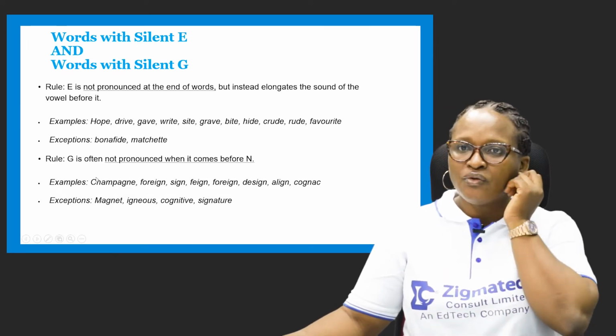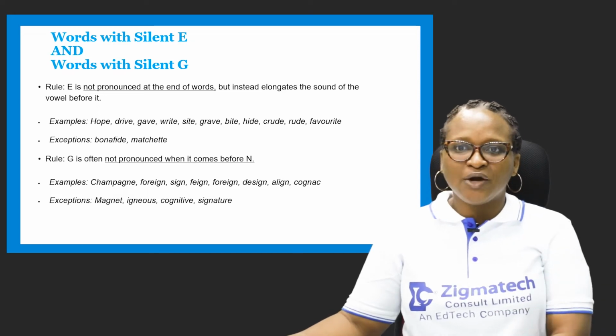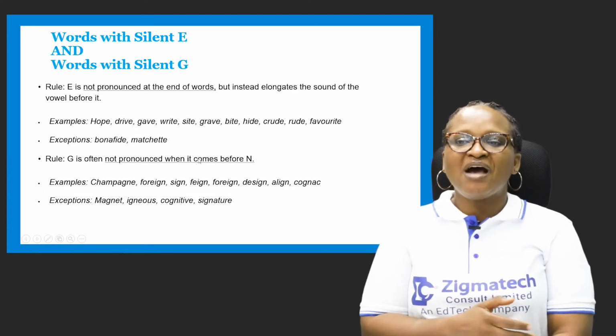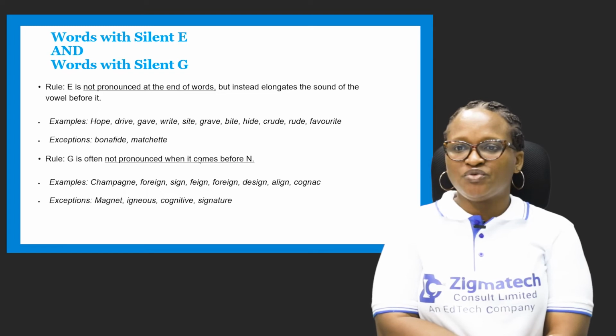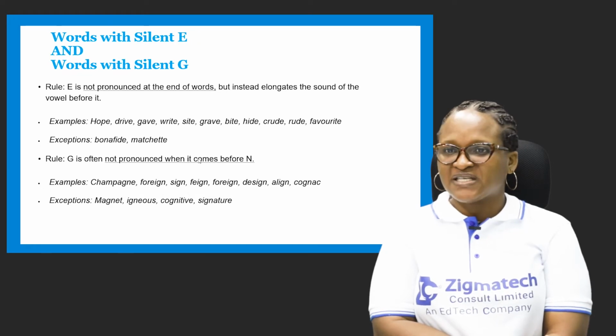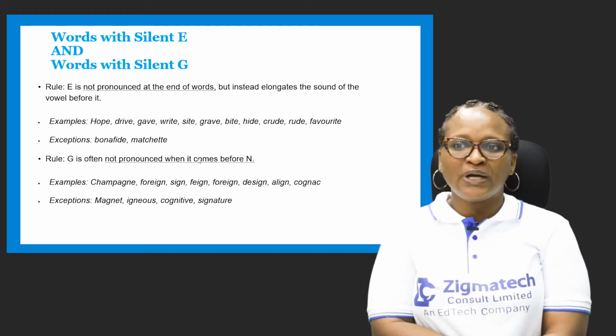Now we have the rule, again, silent letter G, that is not pronounced. G is often not pronounced when it comes before N. So when we have G before N, it's not pronounced. Perfect examples: we have champagne, foreign, sign, feign, design, align, and cognac.